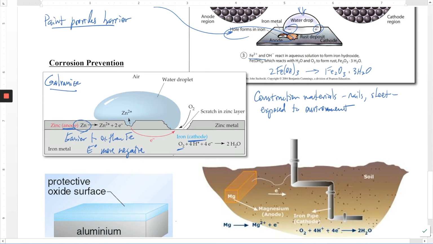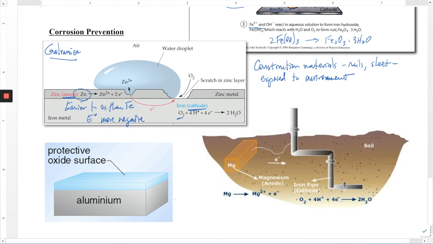Another way of protecting iron from rusting is by, this is going to be used in things like pipes, bridges, or other structures that have some exposure in the ground, where there can be water present. You want to make sure that the iron doesn't oxidize. So putting something like magnesium becomes what's called the sacrificial anode.